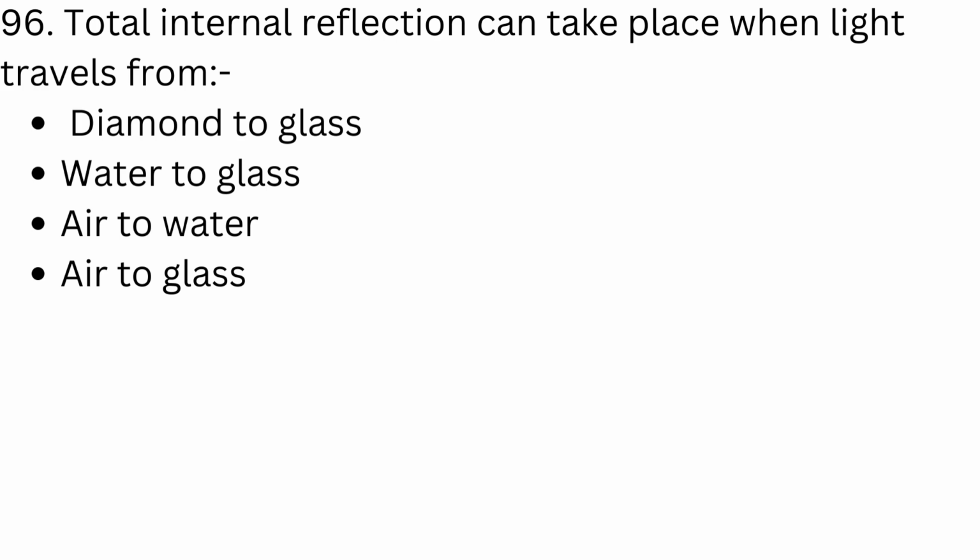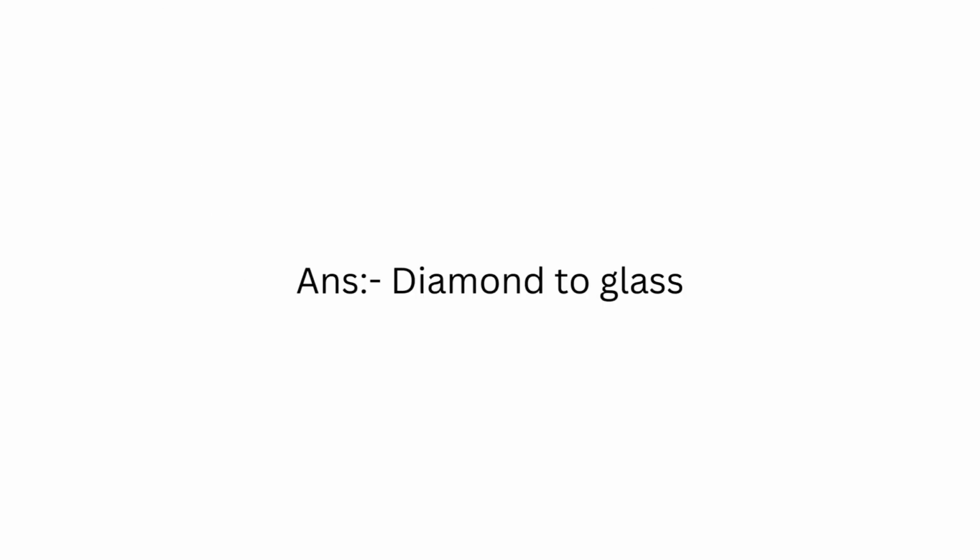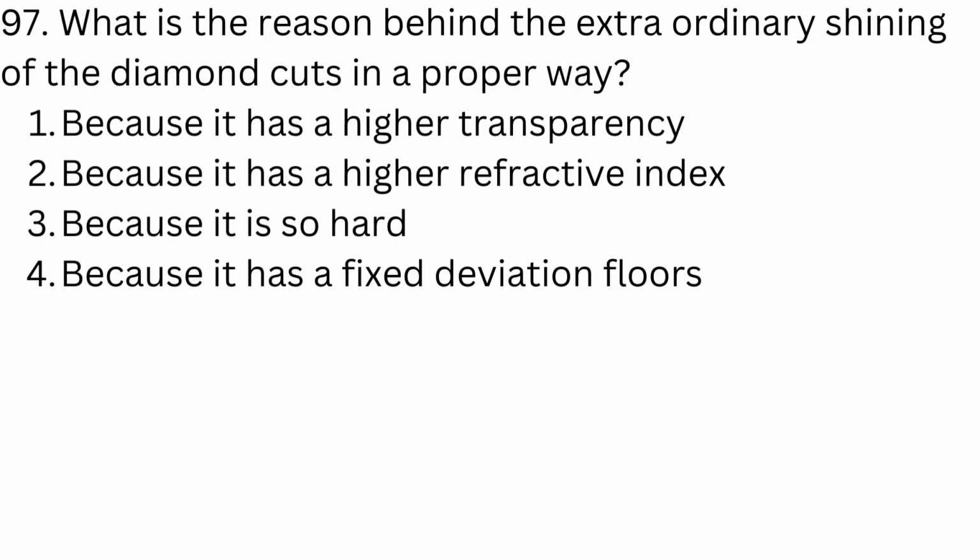Total internal reflection can take place when light travels from, this is our question, and the options are diamond to glass, water to glass, air to water, and air to glass. And the right answer is diamond to glass. That is, when a light ray travels from diamond to glass, the process of total internal reflection takes place.